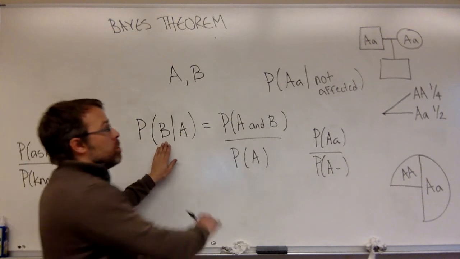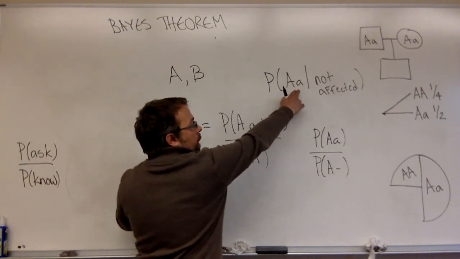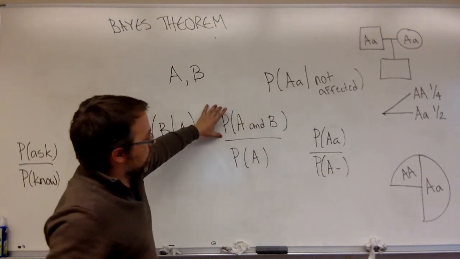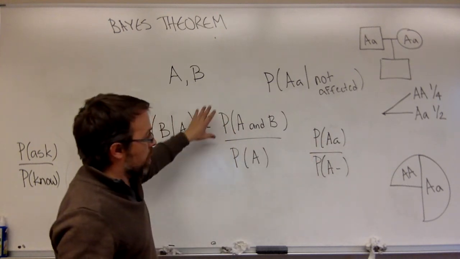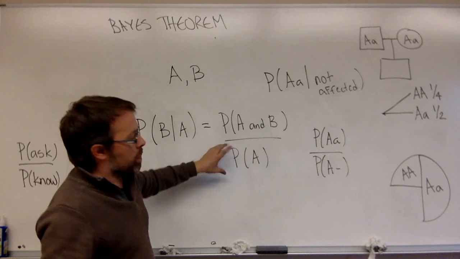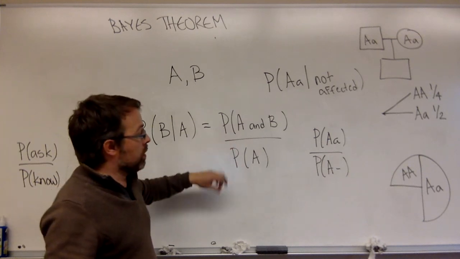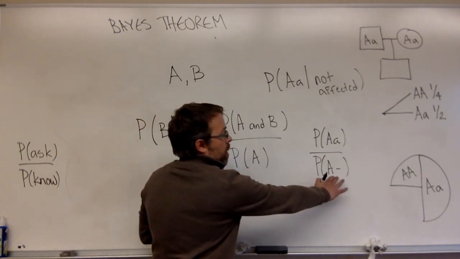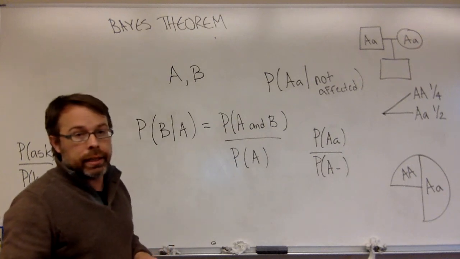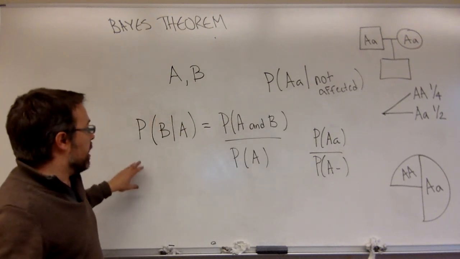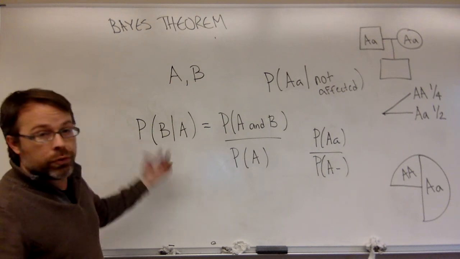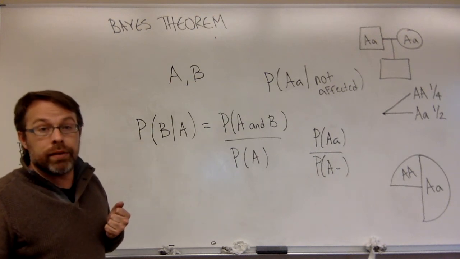So in this case, B is the probability they're a carrier. And so we've done the probability of A and B, which is the probability that they're a carrier, divided by the probability of A, the probability that they are not little a little a. So this is our general way that we can write Bayes' theorem, and it works for a large number of different kinds of problems.